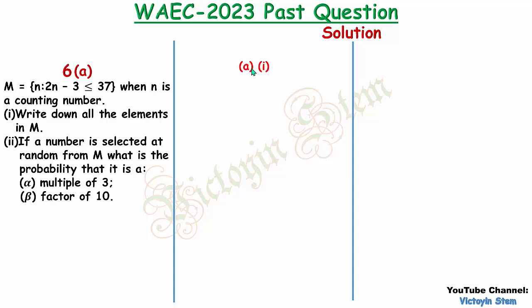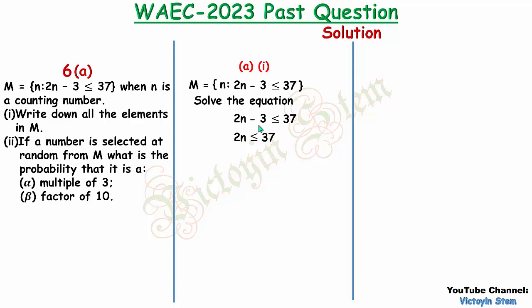To the first part of the problem, that's 6AI, I'll write out the equation. It's been written in set builder notation: M equals, a curly bracket open, n such that 2n minus 3 is less than or equal to 37. So I'll bring out the equation: 2n minus 3 less than or equal to 37. I will make 2n the subject of the formula. Then I'll have 37. I need to add plus 3 to both sides of the inequality.